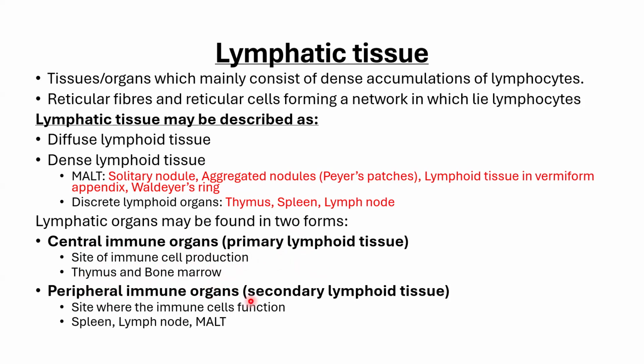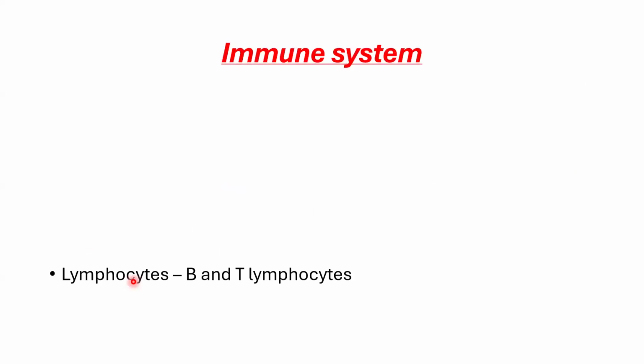What about the peripheral or secondary lymphoid organs? These are the organs or lymphatic tissues where immune cells function. After the B and T cells are produced from the thymus and the bone marrow, they come into these peripheral organs: the spleen, the lymph node, the mucosal associated lymphatic tissues, the Waldeyer's ring, the palatine tonsil, the adenoids, the Peyer's patches. That's why you have all this immune cell functioning.